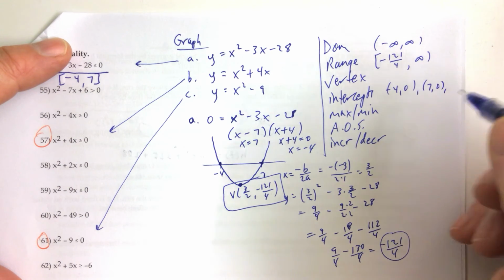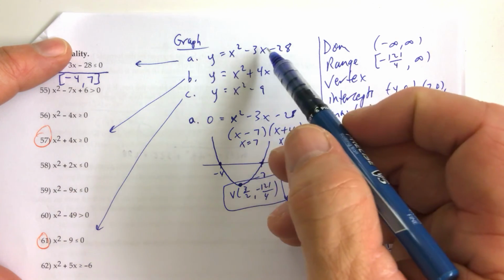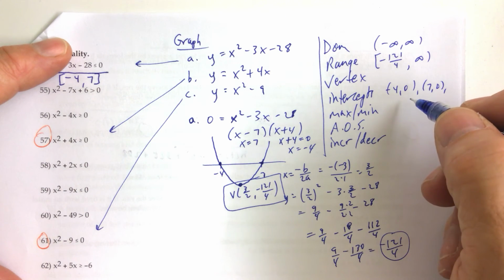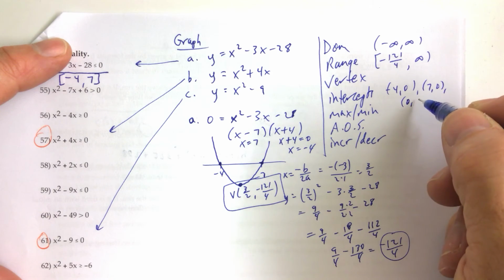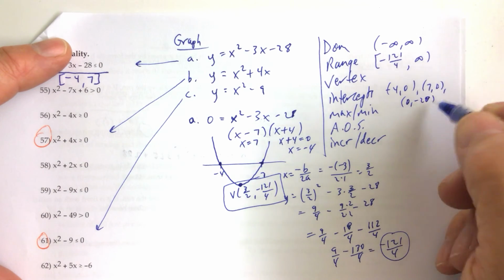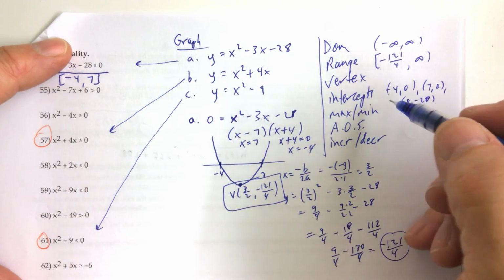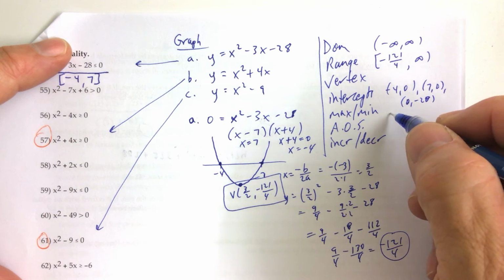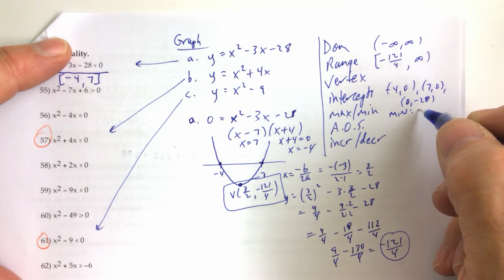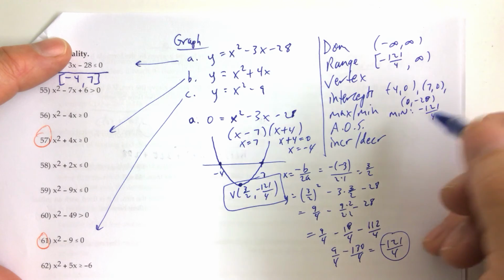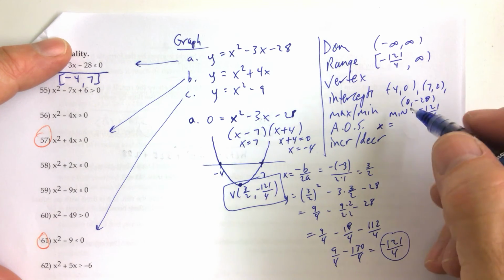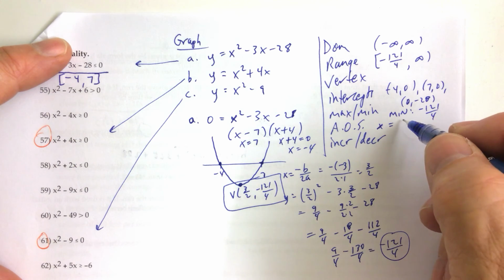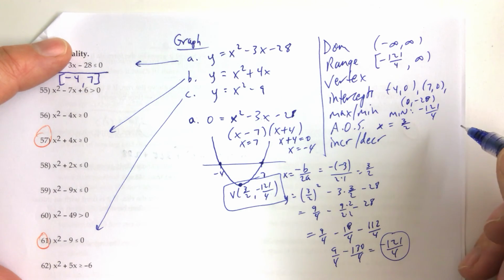And also we have a y-intercept. If x is equal to 0, we get negative 28. So when x is 0, y is negative 28, because we replace x with 0. And the min value, so we have a min value of negative 121 over 4. The axis of symmetry is always an equation: x equals the x-coordinate of the vertex. That's x equals 3 halves.